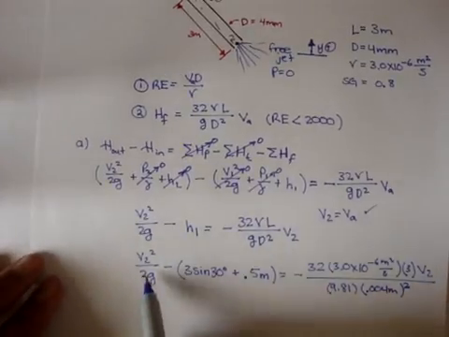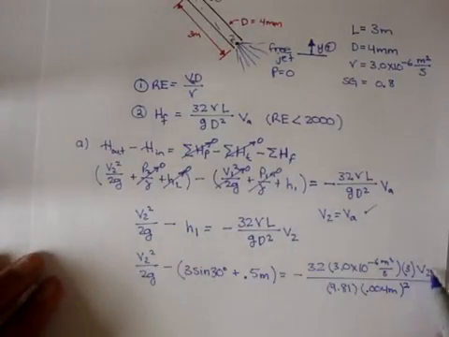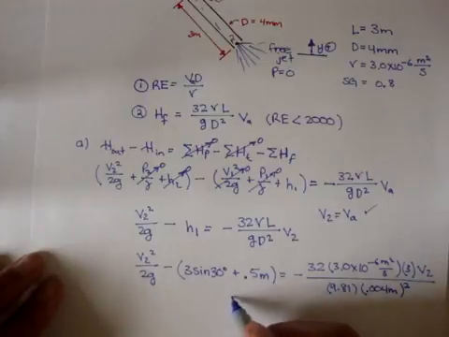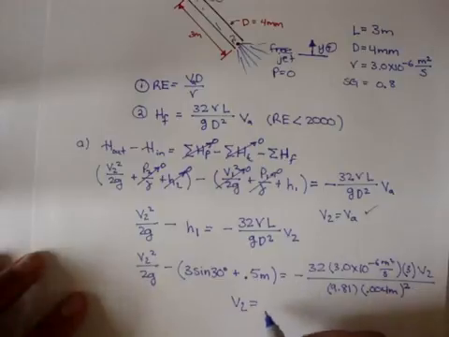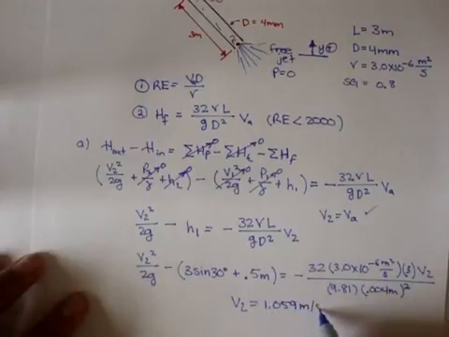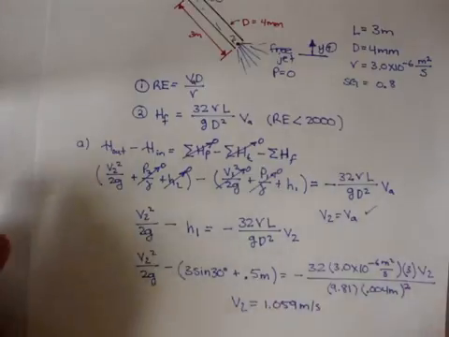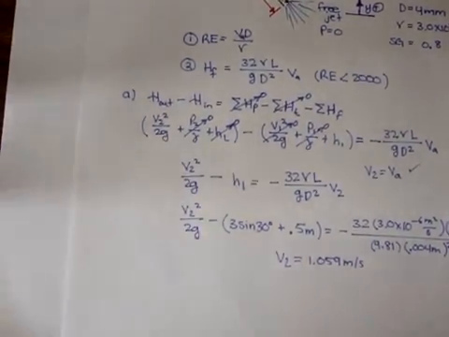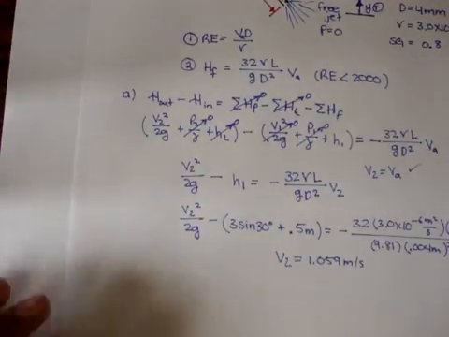And here we only have one unknown, V2. We know gravity, we know all of this. If we solve for V2, we get about 1.059 meters per second, okay? And let's check if this is laminar or turbulent, right? Because we assumed it to be laminar.